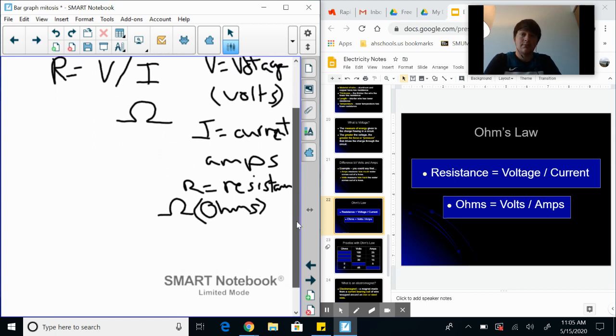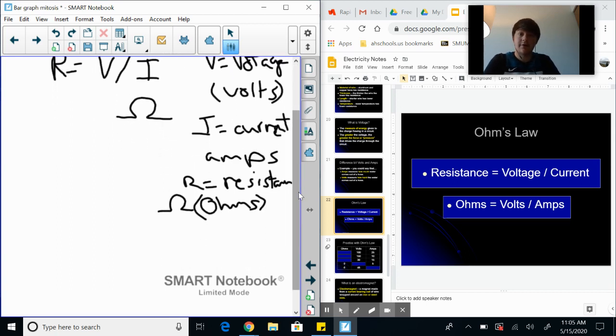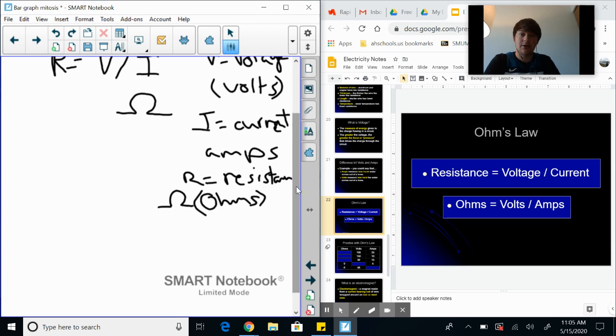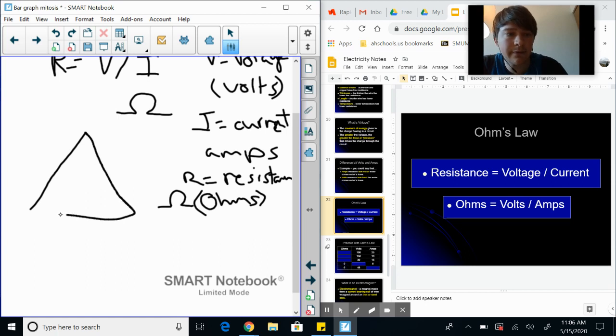So very quickly, before we get too far into it, I always like to make math triangles, and you can take it or leave it if you want. Essentially, the triangle that we will be using for these calculations looks like this. On top, we have V, which is voltage or volts. On the bottom, we have R for resistance, and I for current.